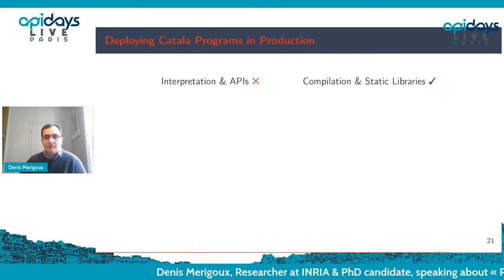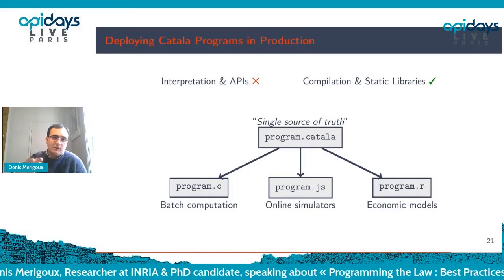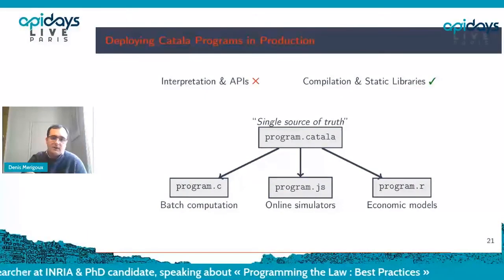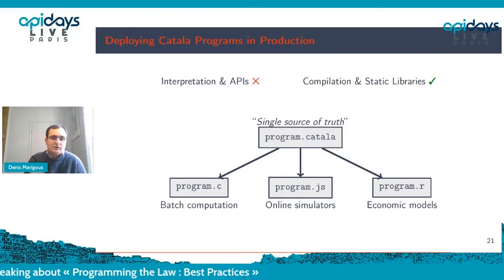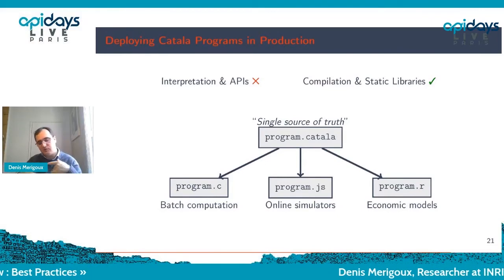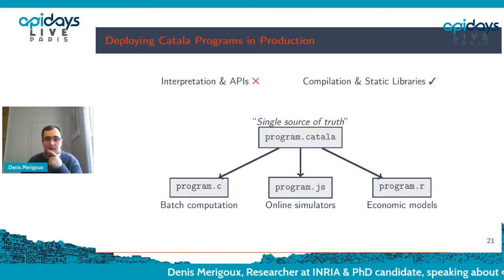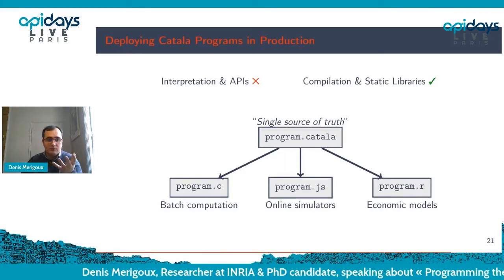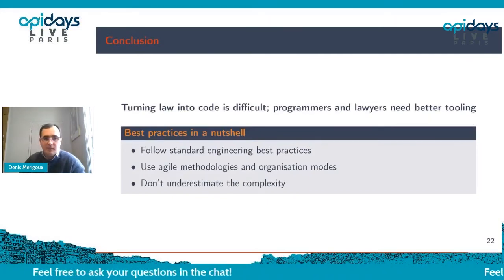So really quickly, the technical aspect of Catala, which is the name of the language, is that it compiles the source code to other languages like C or JS or R, or COBOL, or anything that you want, in order to provide you with ready-to-use source code libraries in case you want to use a program that has been written in Catala inside your IT system.